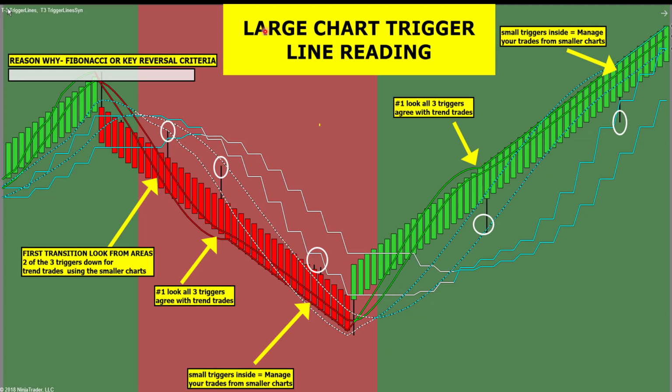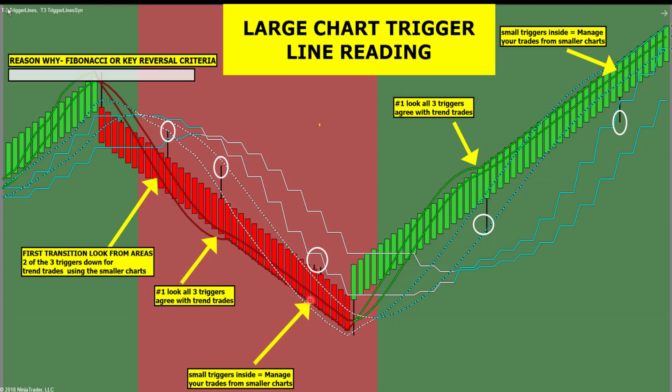Now, we spend a lot of time reading our fibs and reading our trigger lines, as you've seen. So again, just to go through some terminology so we're on the same page. If your small triggers are physically getting below all of the other triggers, you're in a transition look. You remain in a transition look until the synthetic triggers cross. If the small triggers are down, below the large triggers that are down, below the synthetic triggers that are down, you're in our number one look.